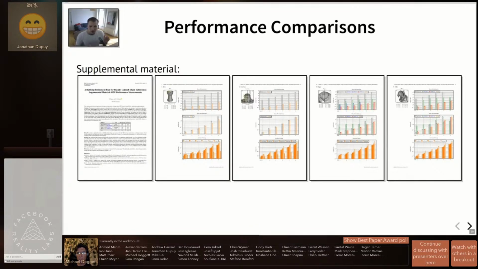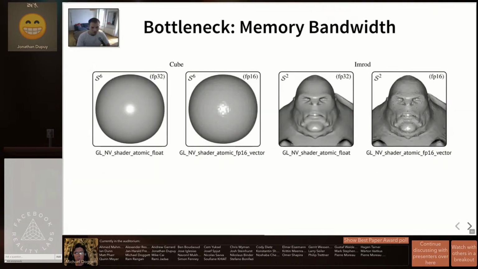So yeah, the integrity of our benchmarks is available in supplemental materials. We did exhaustive tests on a wide variety of subdivision depths and CPU thread counts. If you're interested in this, I invite you to go and check them out. One interesting thing I want to talk about here is that from these exhaustive benchmarks, we realized that our algorithm was bottlenecked by memory bandwidth.